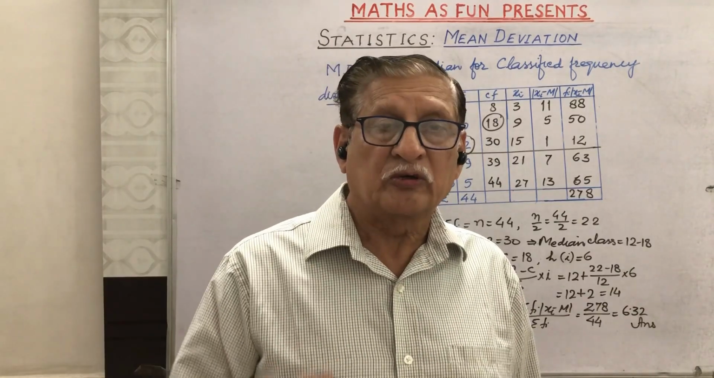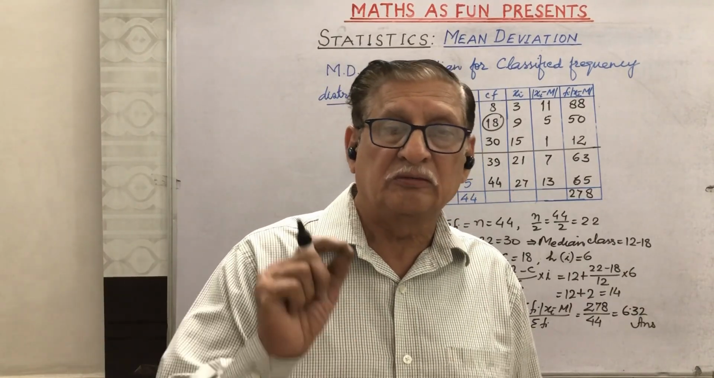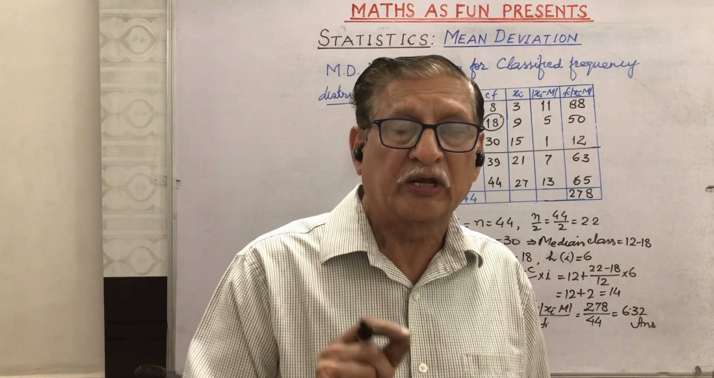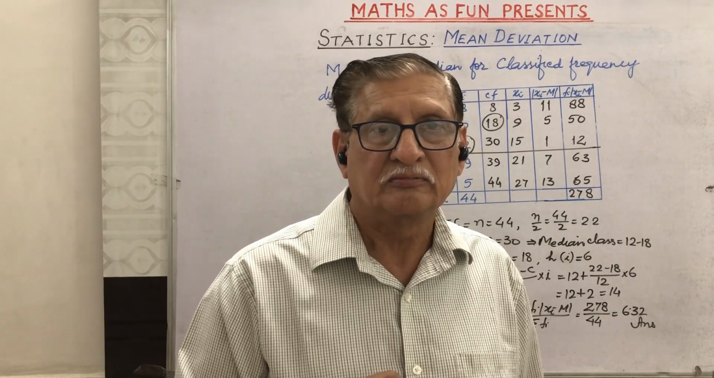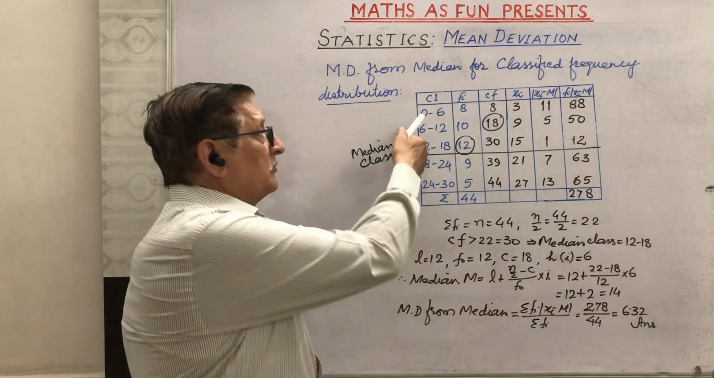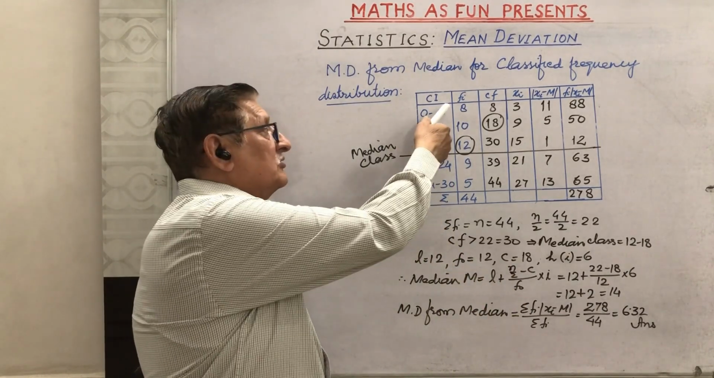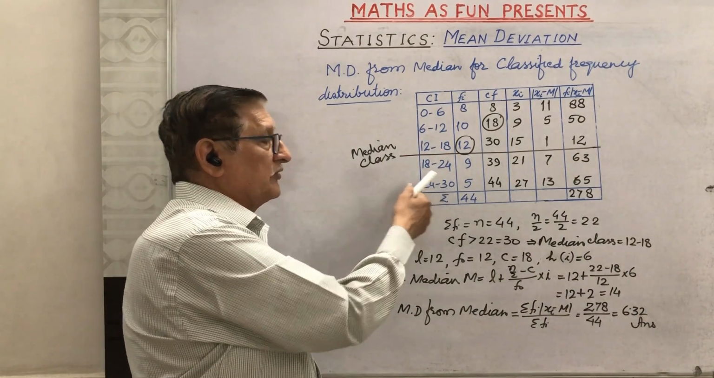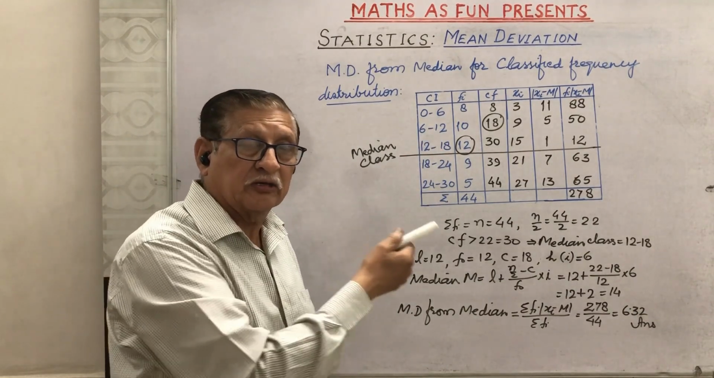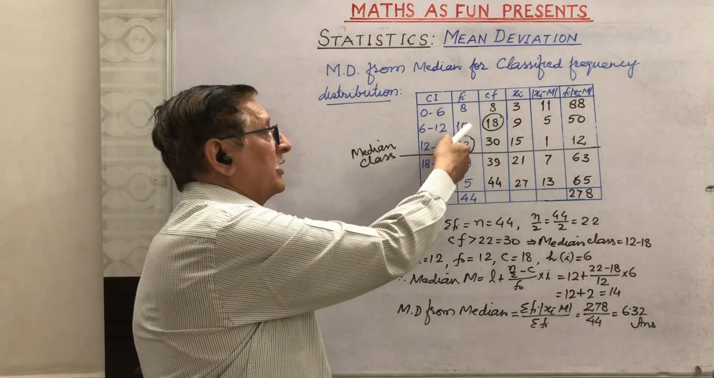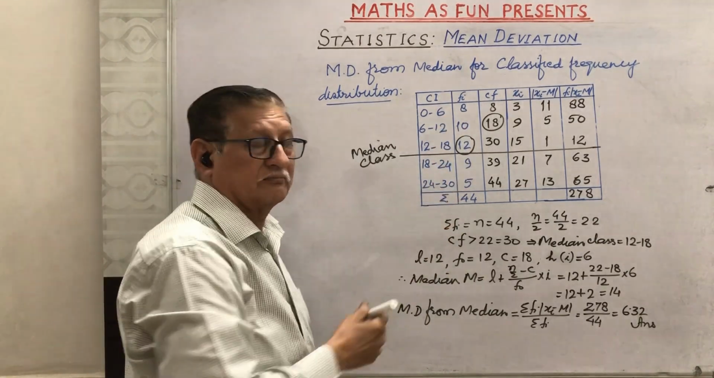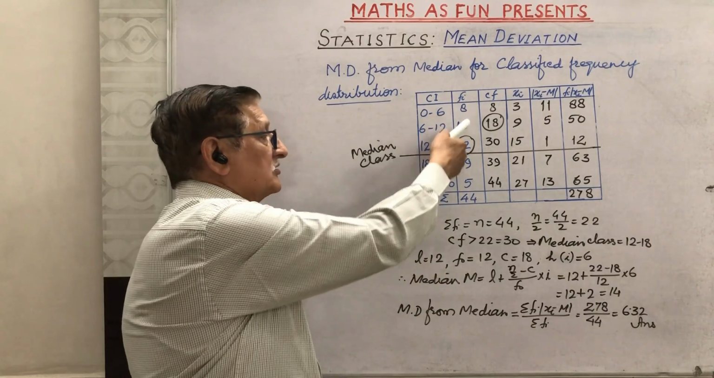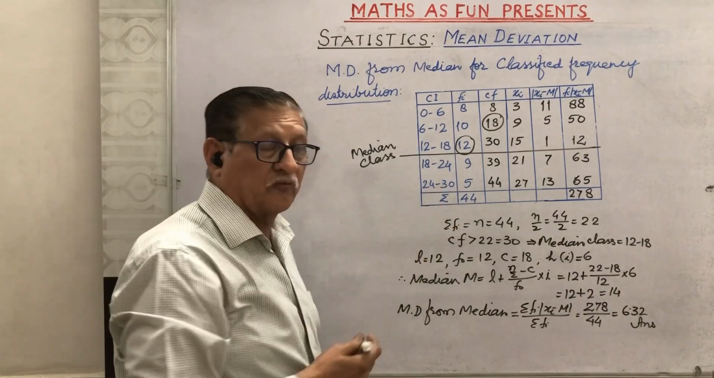The next problem we are going to discuss is to find out the mean deviation from median for a classified distribution. Here the problem is in which the class intervals are given from 0 to 6, 6 to 12 and so on up to 24 to 30. And their corresponding frequencies are 8, 10, 12, 9 and 5. The sum of the frequencies comes here as 44.